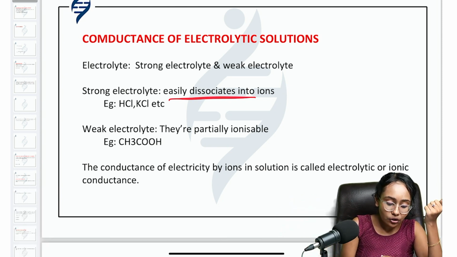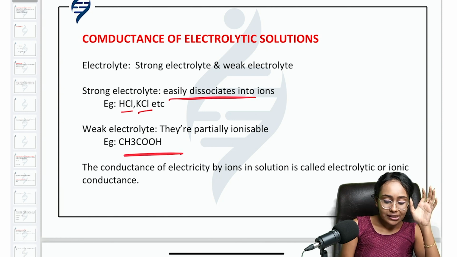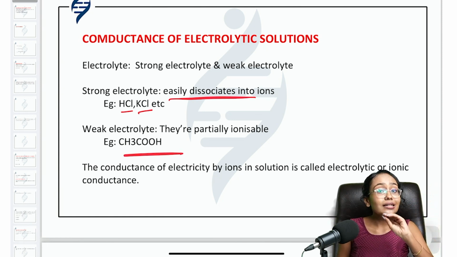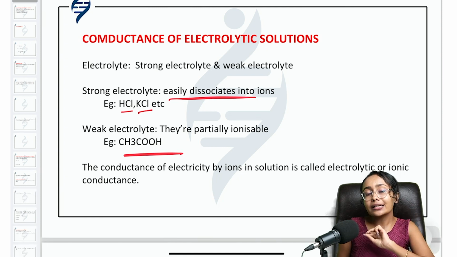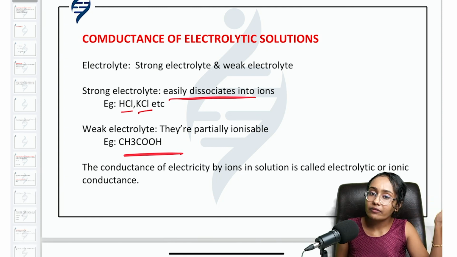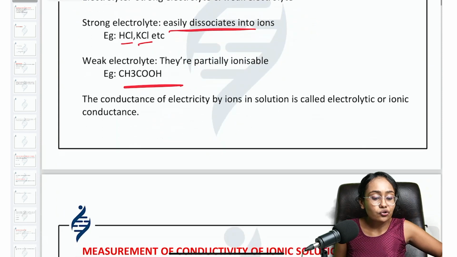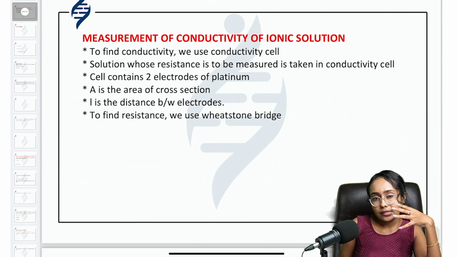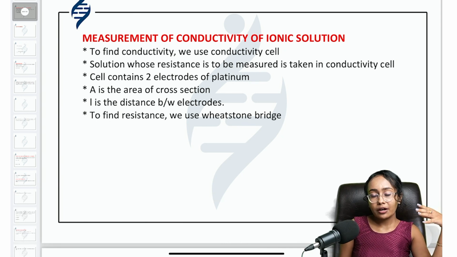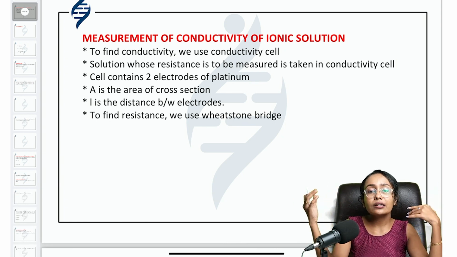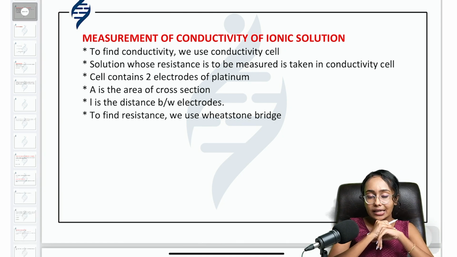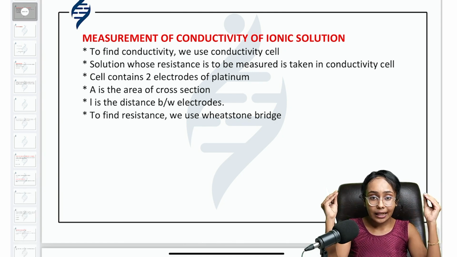An example of a strong electrolyte is HCl or KCl. For weak electrolytes, it's weak acids and weak bases, like acetic acid. So what is electrolytic conductance? It is just the conductance of electricity through an electrolyte having ions, also known as ionic conductance. Now we are going to measure the conductance or the conductivity of a solution. We have plenty of techniques to measure conductivity and conductance, but here we are going to learn about the conductivity cell technique.